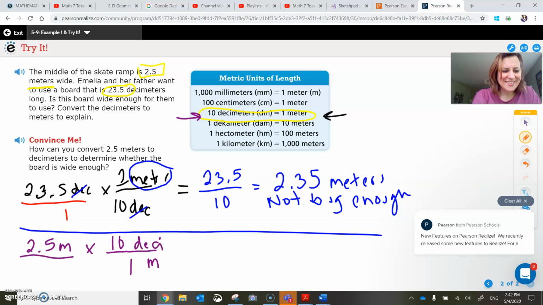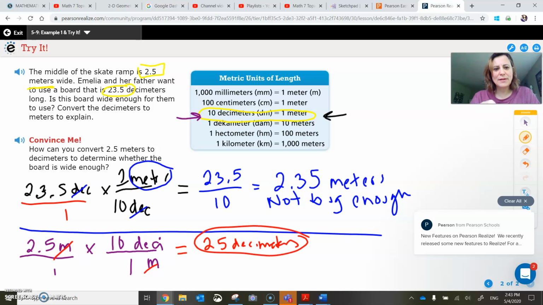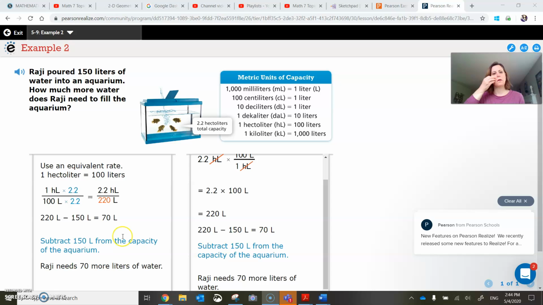And this is over 1. And this unit and this unit cancel each other out. 2.5 times 10 is 25. So the board that we use has to be 25 decimeters long, and the one we have is 23.5, so that's another way to prove that no, it is not long enough.